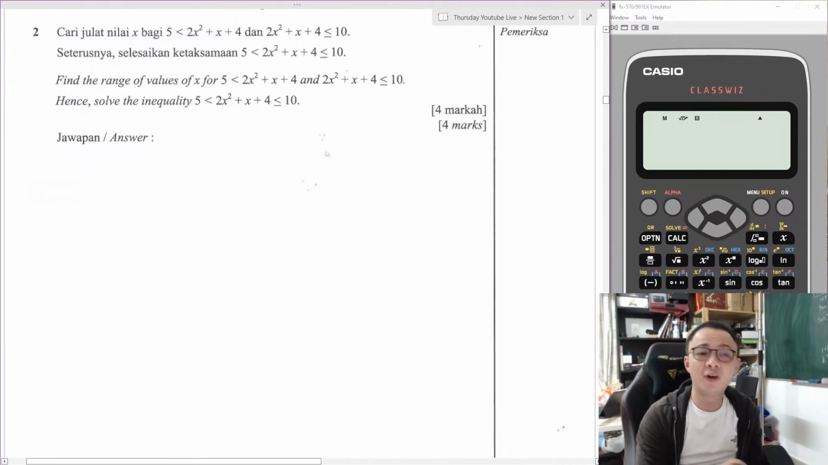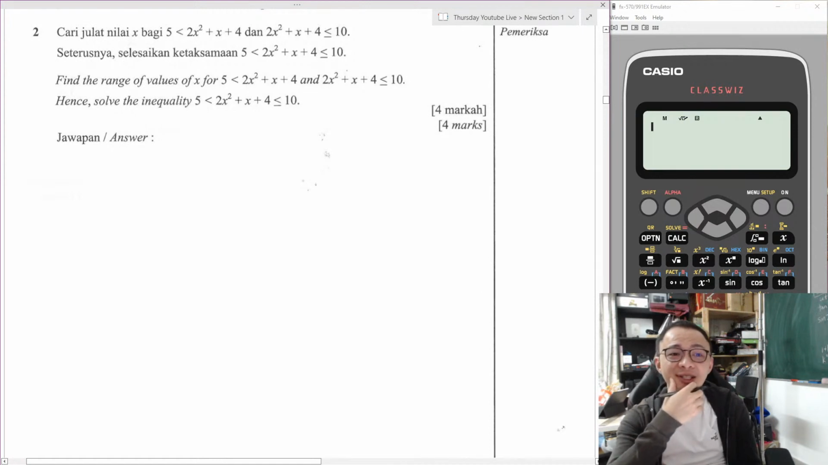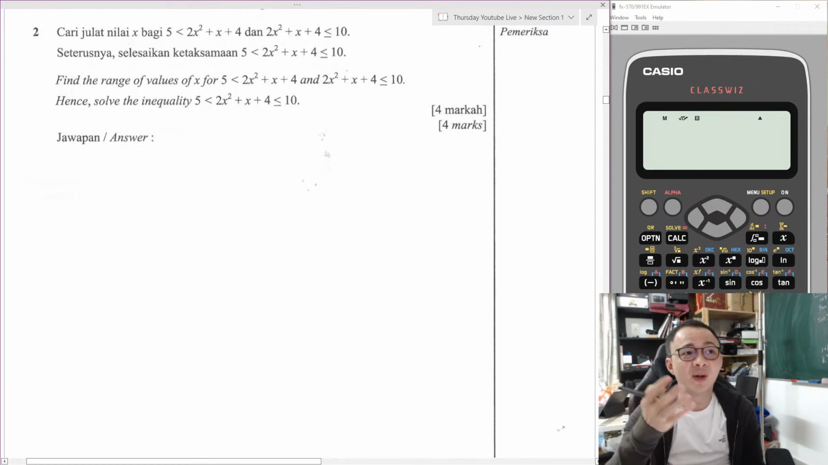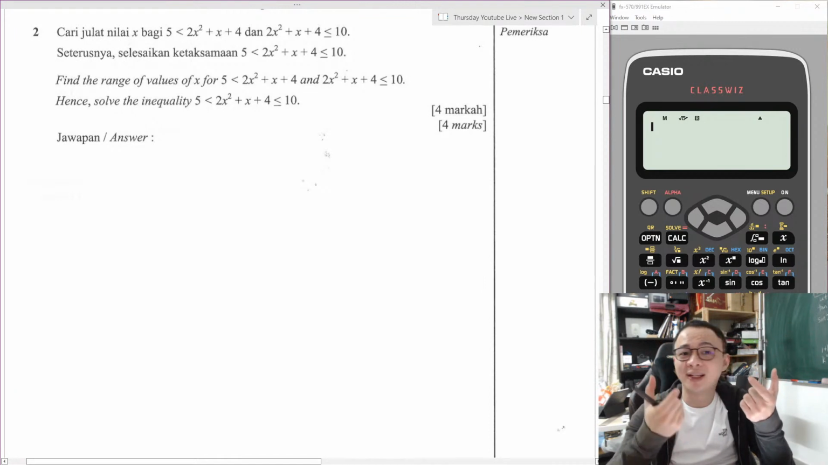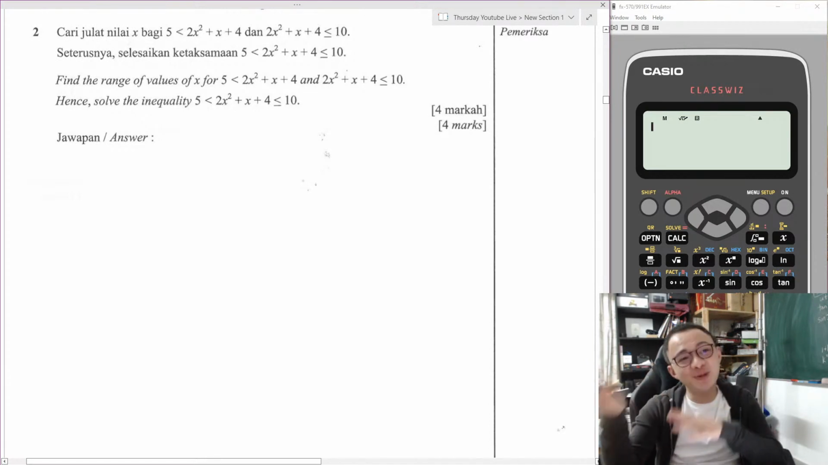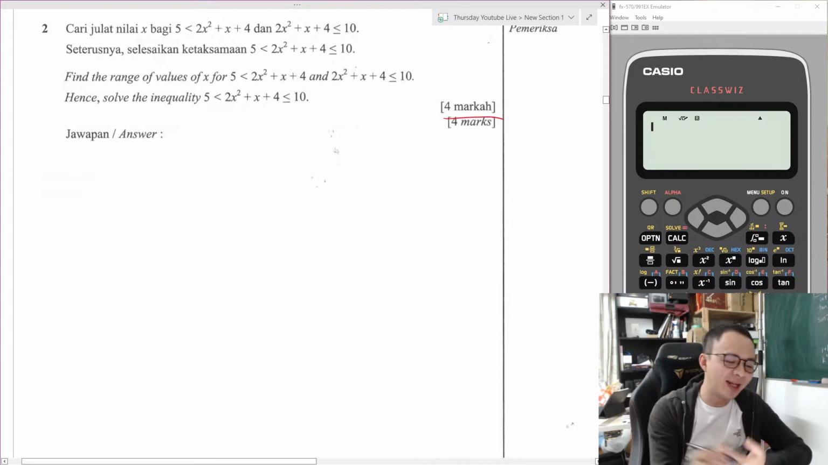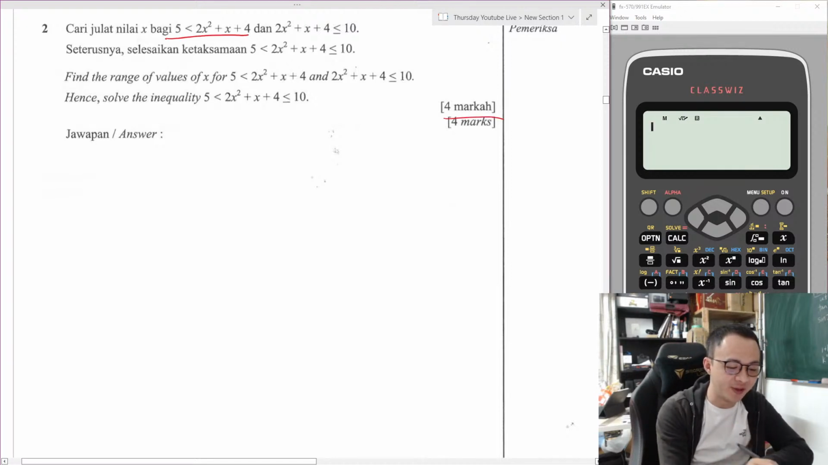Right, for inequality, this one might be a little bit hard for some students. So I just want to tell you, when you do a question like this, you see there are 2 inequalities. In this case, you have 2 quadratic inequalities. What we need to do is find the range for each inequality, and then combine them to find the part that overlaps to get the new inequality. So it's a lot of work for this 4 marks, but let's start with the first inequality first.